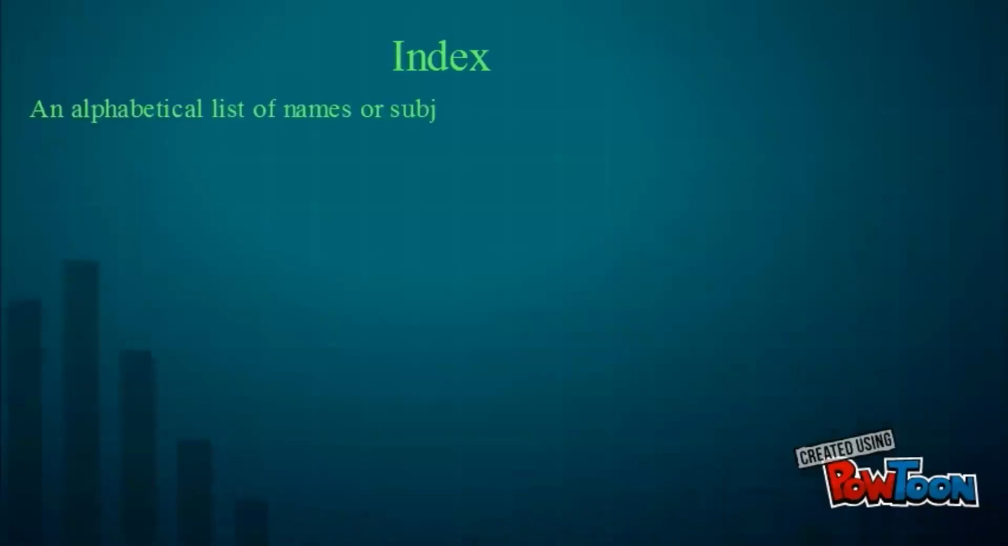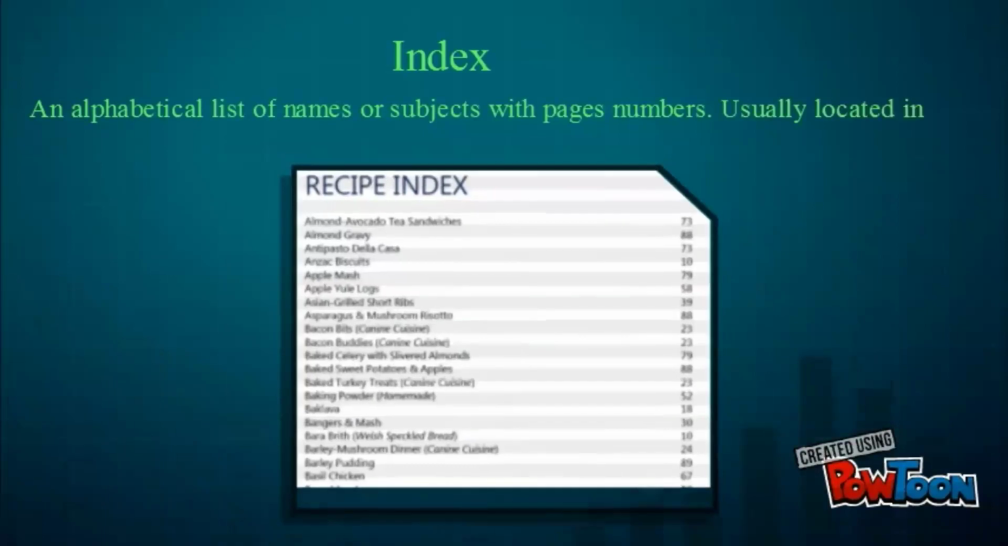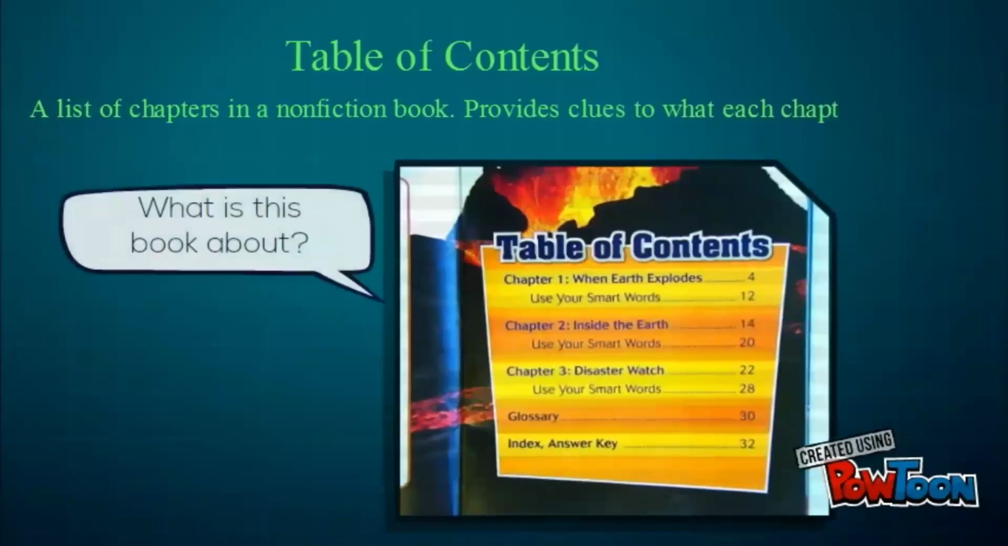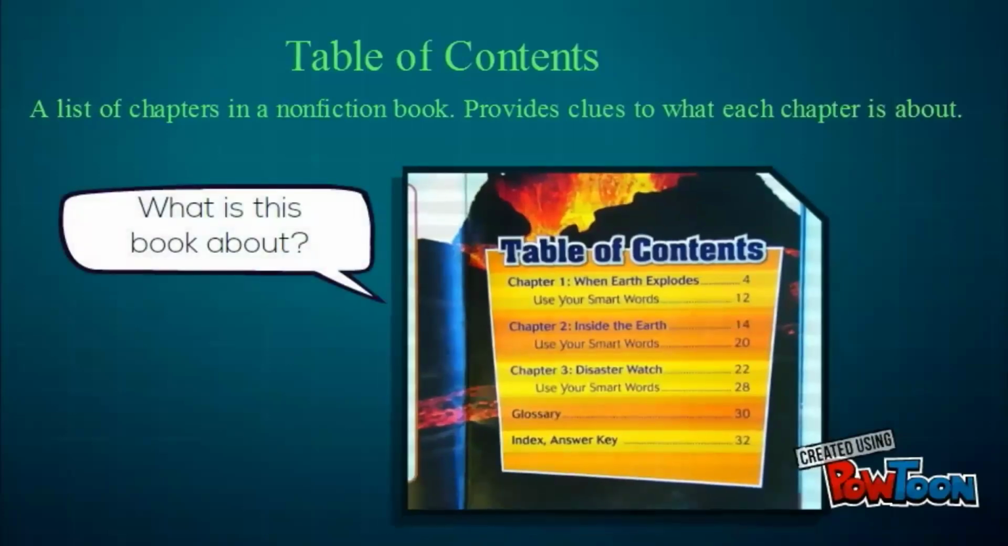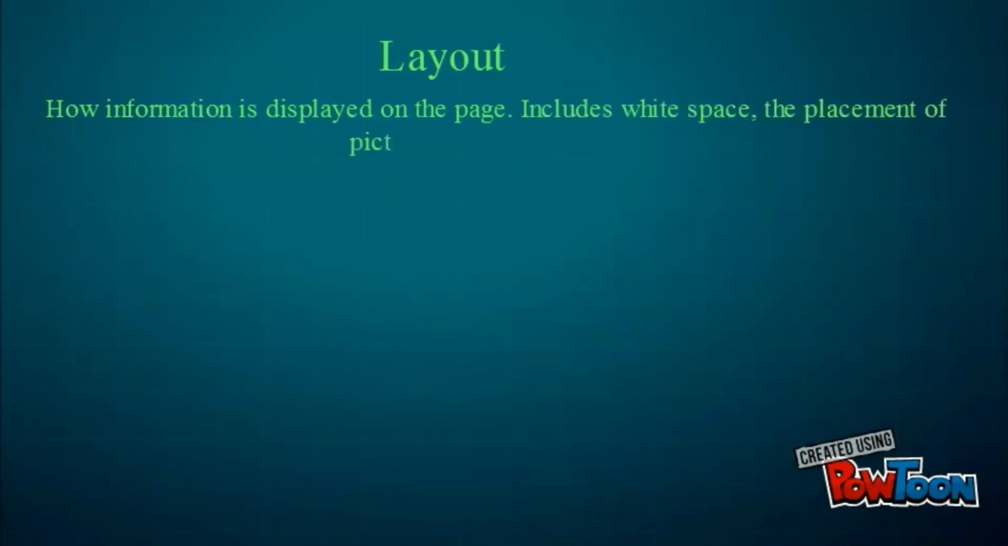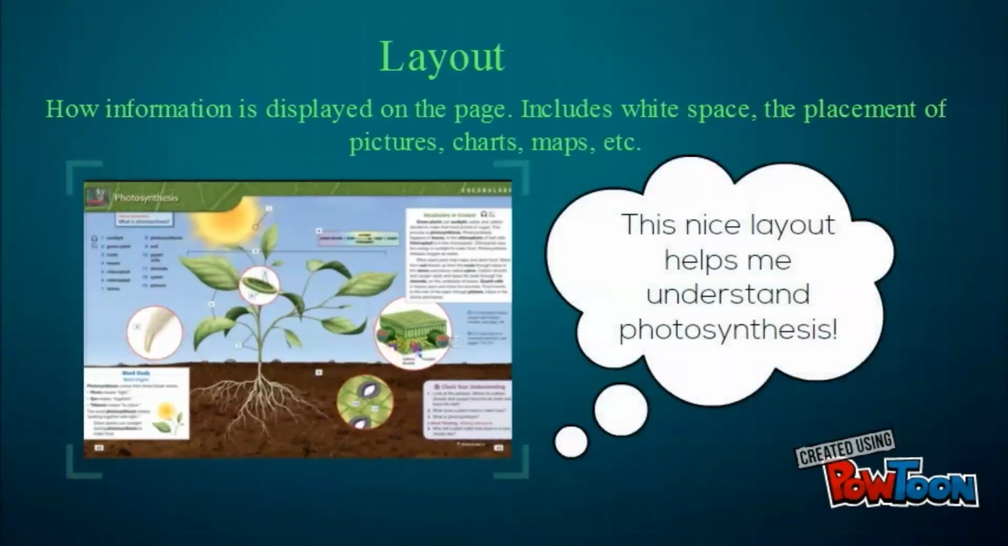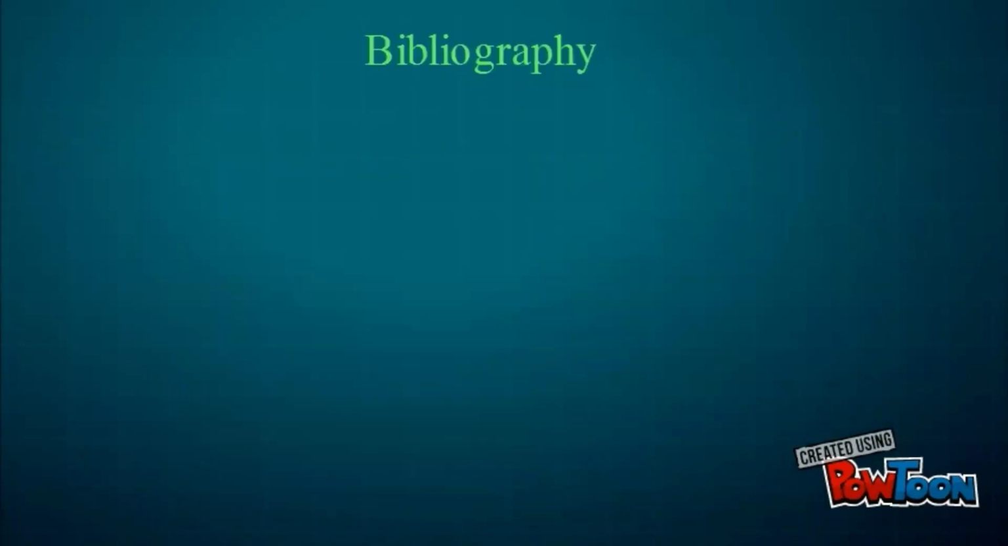Index is an alphabetical list of the names or the subjects with page numbers. It's usually located in the back. Table of contents. This is a list of the chapters or the headings in a nonfiction book. It provides clues on what each chapter is about. So if you're looking for something specific, you can just turn right to that. Layout: how information is displayed on the page. It includes white space, the placement of pictures, charts, maps, etc. So here's a little layout of a photo of a plant.